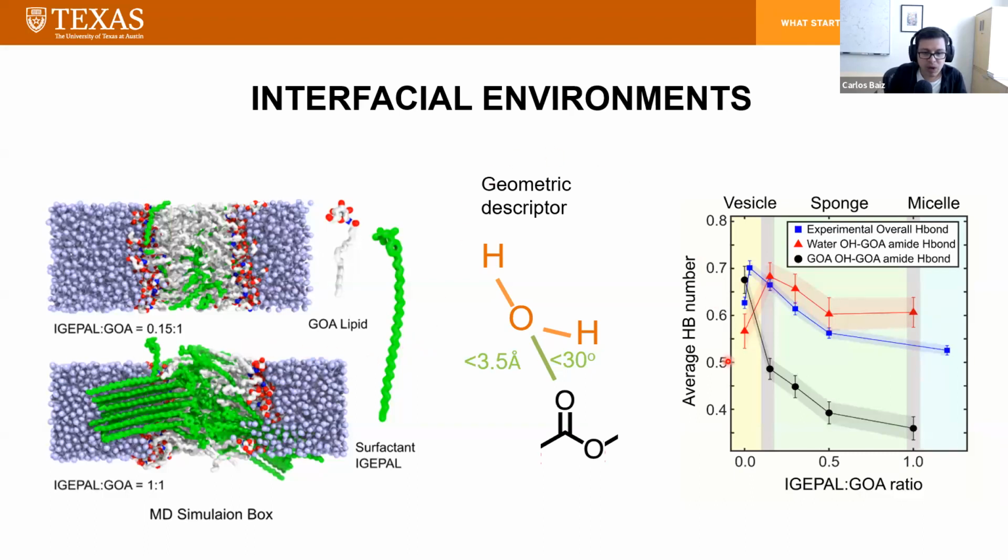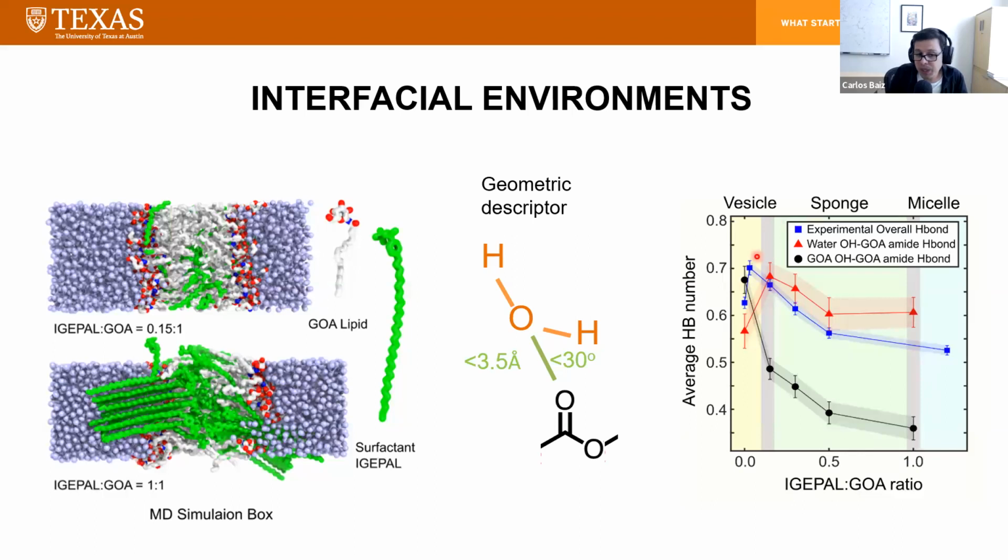And then we want to see how many hydrogen bonds are being made to this amide carbonyl that we have here. For that, we use what's called a geometric descriptor of the hydrogen bond. That means that if you have two oxygens within a certain distance, in this case 3.5 angstroms, and if the angle is below a certain cutoff, then you count that as a hydrogen bond. Otherwise, you don't count it as a hydrogen bond. What that enables us to do is calculate the number of hydrogen bonds from these molecular dynamics simulations.